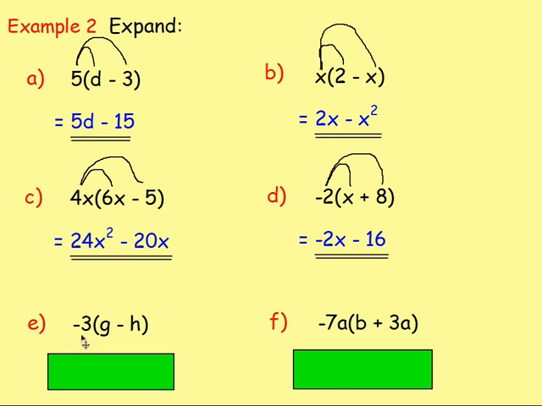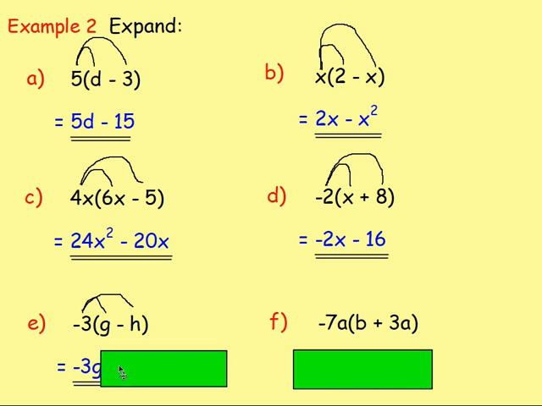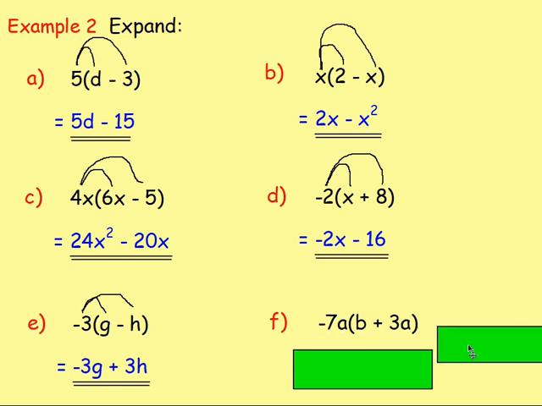Another one with E, negative 3 bracket g take away h. Once again, take the term outside the bracket and multiply by everything inside. Negative 3 times by g. What do you get for that? You get negative 3g. And negative 3 times negative h. 2 negatives make a positive. It is positive. And 3 times h is 3h. Brilliant. Well done.